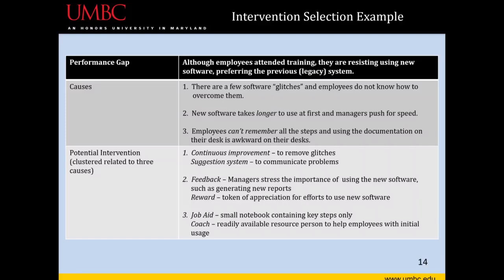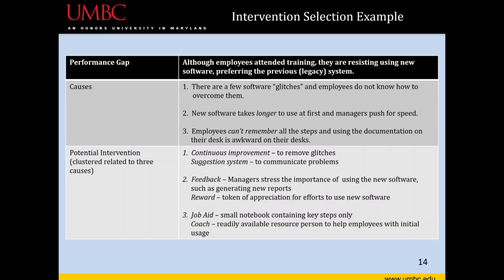So now let's look at an example of how the intervention selection process will work. Here we have a performance gap: although employees attended training, they are resisting new software, preferring the previous legacy systems. Now, it was determined that the causes were, first, that there are a few software glitches and employees don't know how to overcome them. Second, the new software is taking much longer to use at first, and managers are pushing for speed. And the third cause determined in this performance gap issue is that employees can't remember all of the steps, and using the documentation on their desk is awkward.